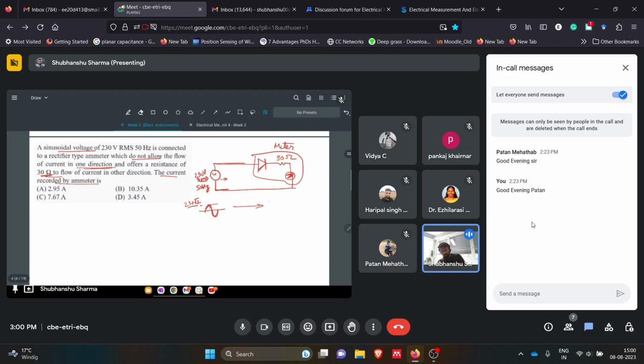Now it is being given to a meter, and the meter outputs a waveform like this. Why? Because in one direction this diode will not allow the current to flow, so we'll only have a half wave rectified signal output. This is VM. Now they are asking for the current recorded by the ammeter. I think this is simple. We have a waveform like this, and you have to solve for the current in this circuit. The basic formula for current is V by R. I think now you can solve this and tell me the answer.